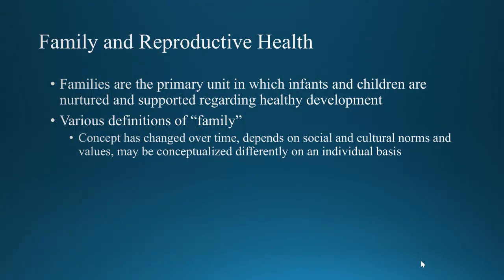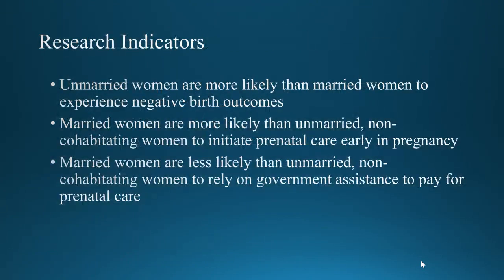When we look at family and reproductive health, families are really the unit in which infants and children are nurtured and supported, and they are the driving forces of health in infants and children. As we move into the future, we see that the definition of family has really changed over time. However, it generally consists of two parents and an extended family as well, depending on ethnic and cultural norms. Some of the research indicators when we look at the family unit.